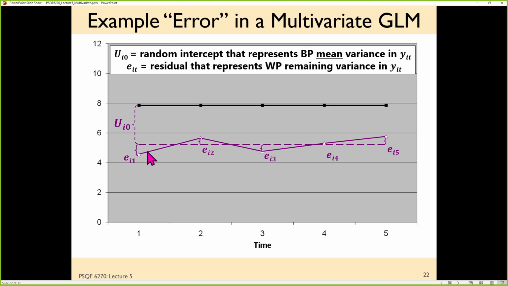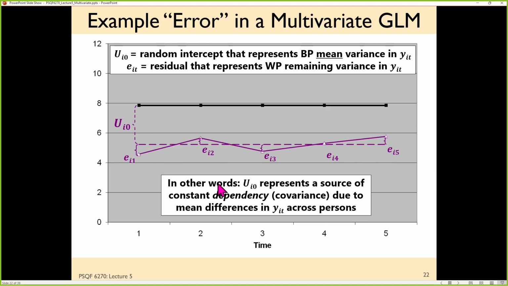From there, E is what's left. E covers the deviations from that person's mean specifically, with the logic that after you factor in the idea that this person is below average all the time, their E's should have constant variance and be independent. In other words, this random intercept is the source of dependency.